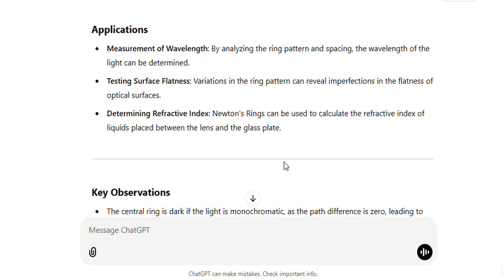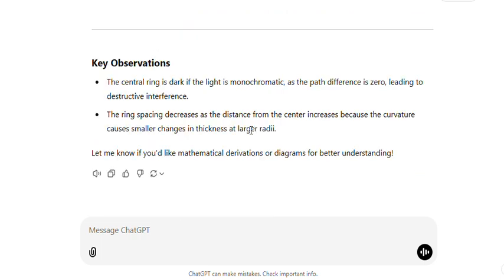Applications where Newton's rings are used: by analyzing the ring pattern, the wavelength of light can be determined. Testing surface flatness: variations in the ring pattern can reveal imperfections in the flatness of optical surfaces. And determining the refractive index of liquids placed between the lens and glass plate. The center ring is dark if the light is monochromatic, as the path difference is zero, leading to destructive interference. And the ring spacing decreases as the distance from the center increases because the curvature causes small changes in the thickness at larger radii.